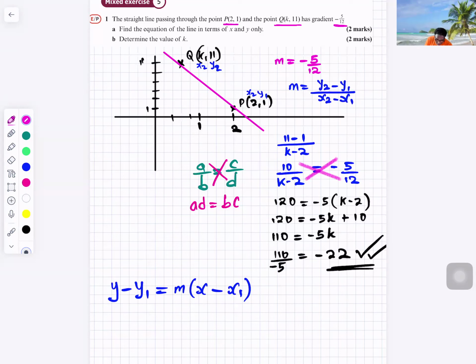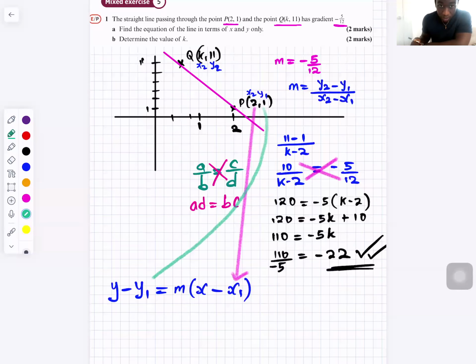Do we know what x1 is? It passes through P. x1 is 2. y1 is... k? No, 11? No, 2, sorry, 2.